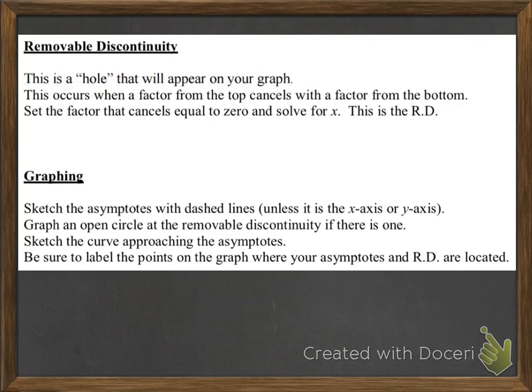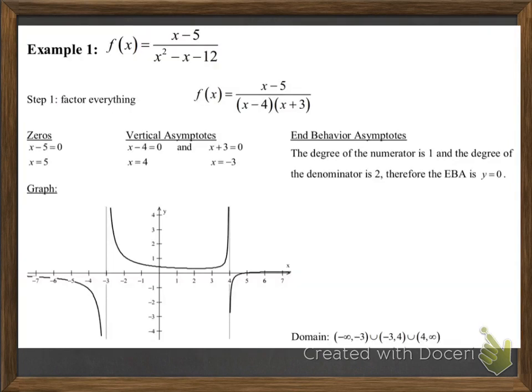All right, so let's take a look at an example here. All right, so on this, this is our rational function. The first thing that you want to do with all of your rational functions is factor everything that is possible to factor. So the numerator we have is x minus 5. That cannot be factored. Can't do anything with that. The denominator, x squared minus x minus 12, can be factored down to this right here.